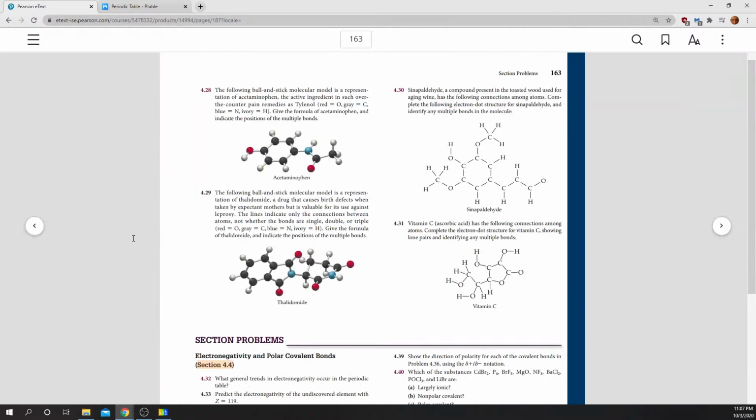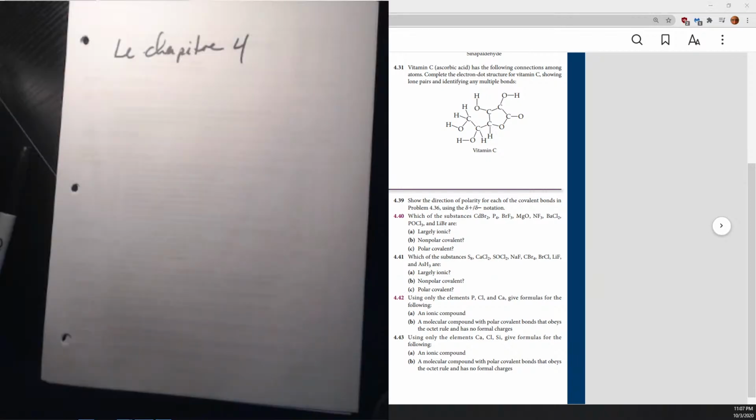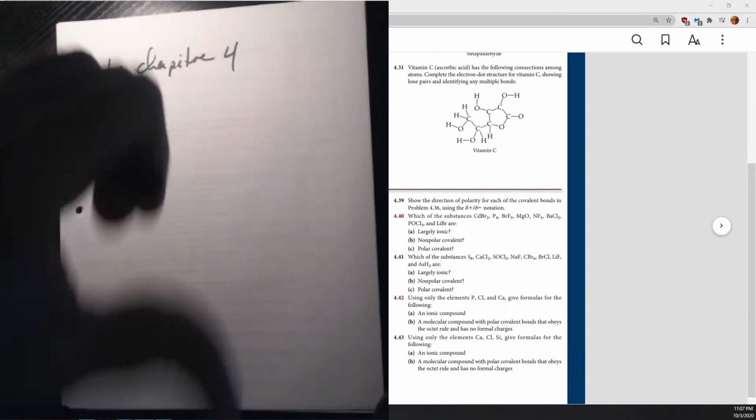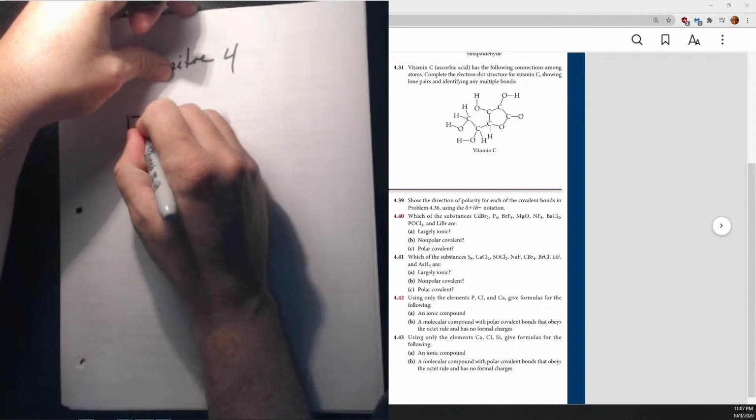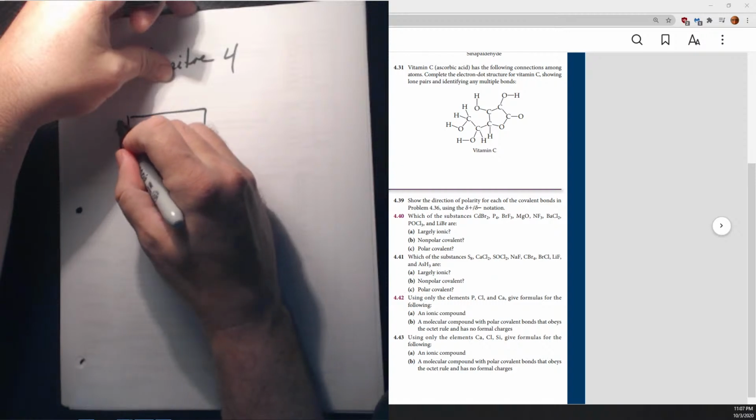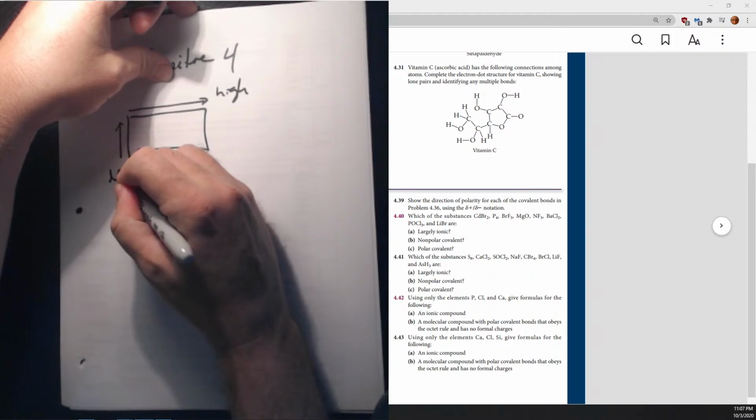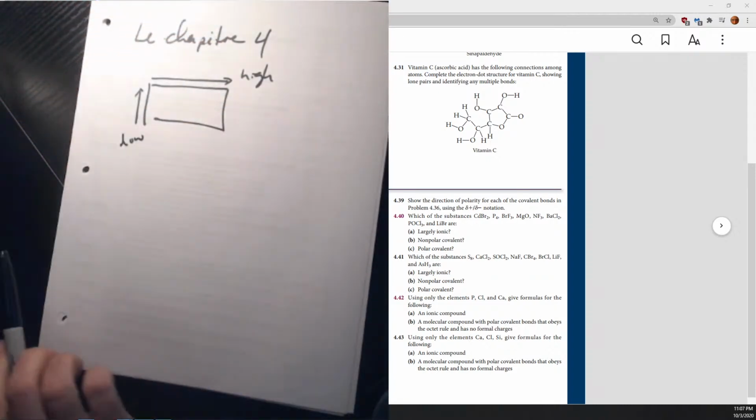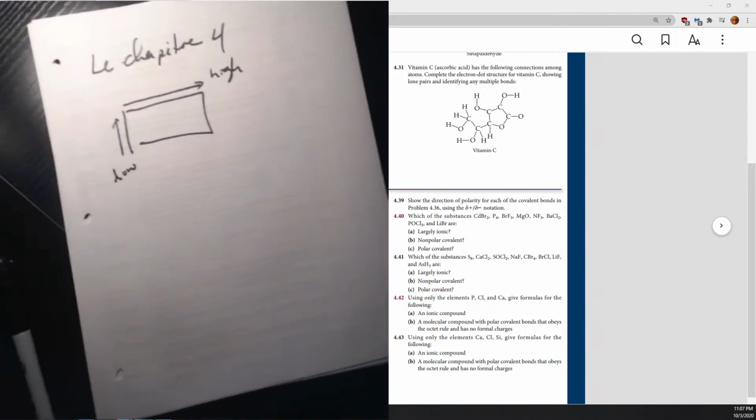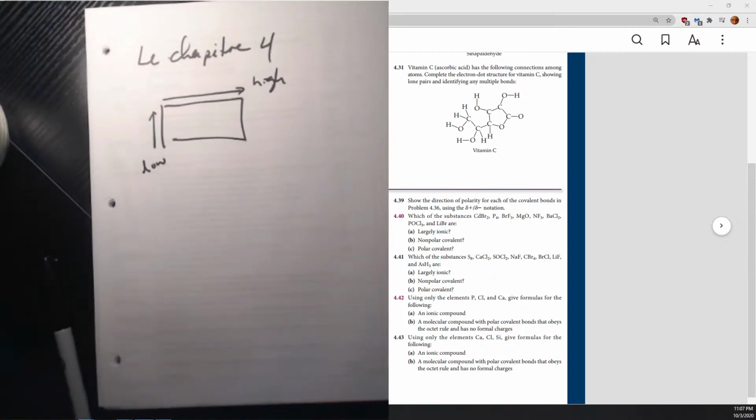All right, so first up is problem 32. What general trends in electronegativity occur in the periodic table? Really straightforward. They follow the exact same trends as ionization energy. So every step you go up on the periodic table or a step to the right, either one of those is going to increase your electronegativity. Who's next?